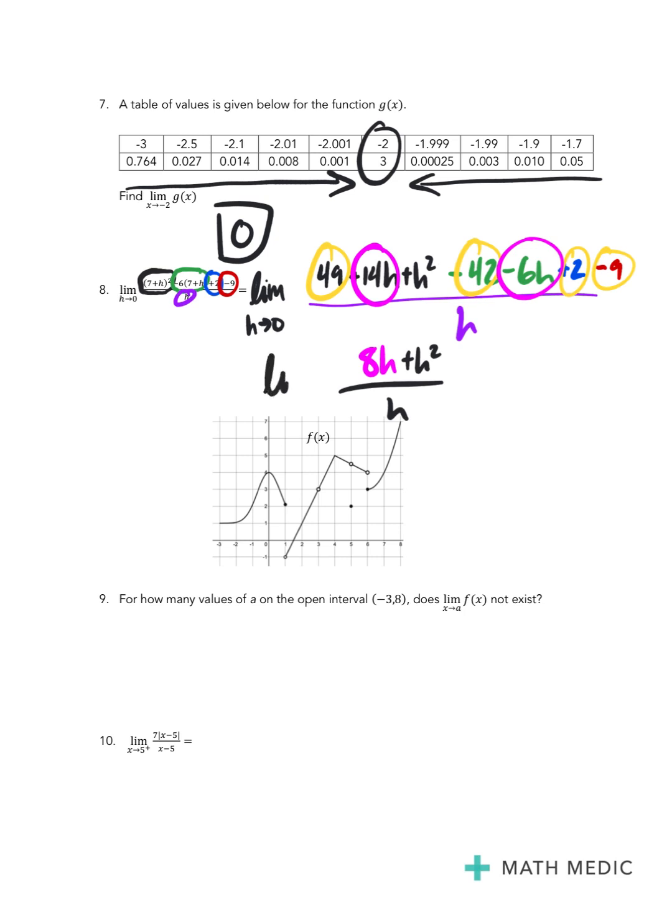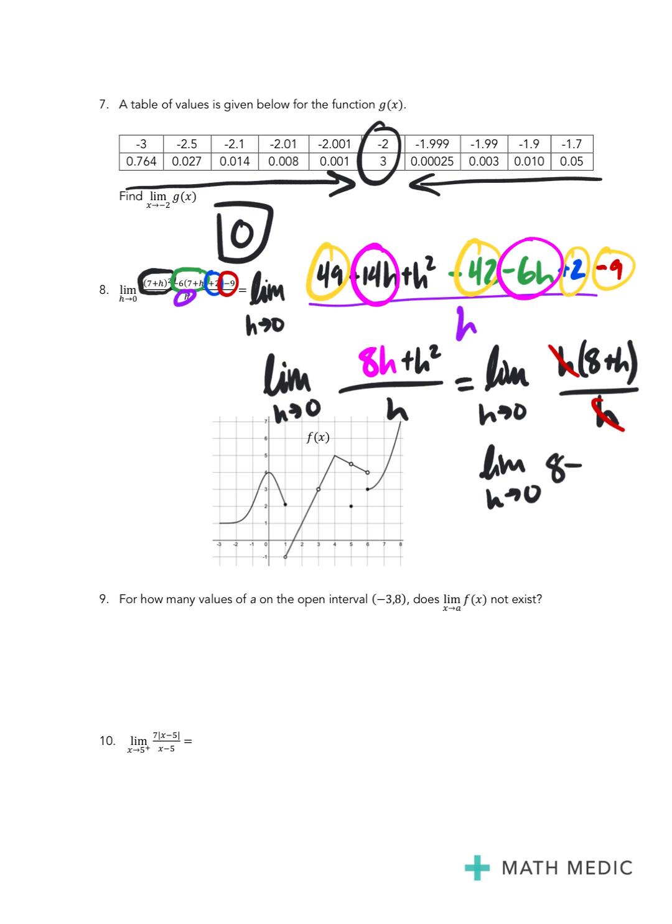It's really important that you keep the limit notation, and then we just have to factor. So we'll pull out a common h. And then these two cancel. So we've got h and h, those cancel. Now I can plug in 0 for h, so I'll get the limit as h approaches 0 of 8 plus h. We plug in 0 for h and we get 8.